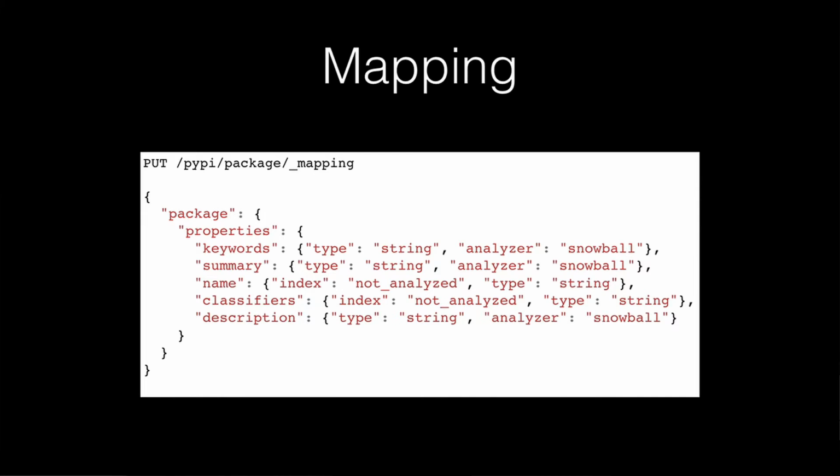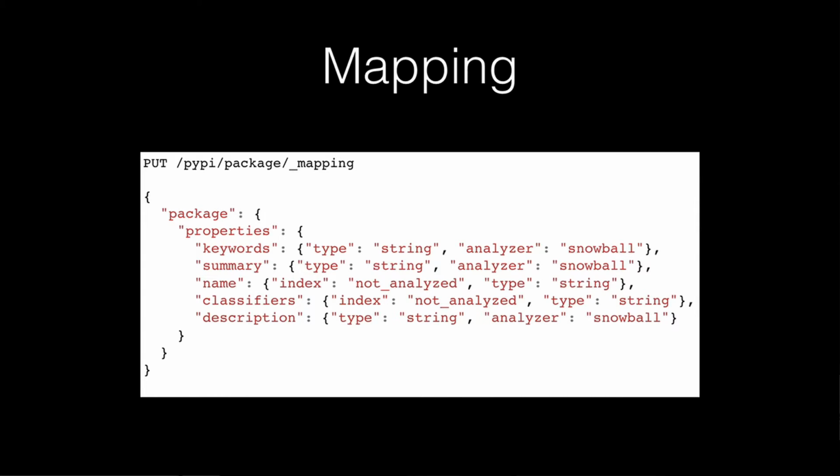You can do that using the HTTP API. So if you do PUT against the name of an index and then the name of a document and then _mapping, you can send it a JSON document describing the kind of documents that you want to index. So here I'm saying it's got a string called keywords and a string called summary, and it's got a string called name, which is not analyzed. So the name, which will be a string, would be something like simplejson, shouldn't be stemmed and cut up and so on. And it's got classifiers, which also aren't analyzed, and description. The analyzer snowball is the analyzer that's used for the stemming and stop words and so forth.